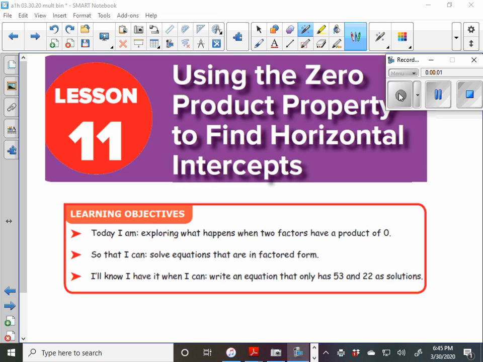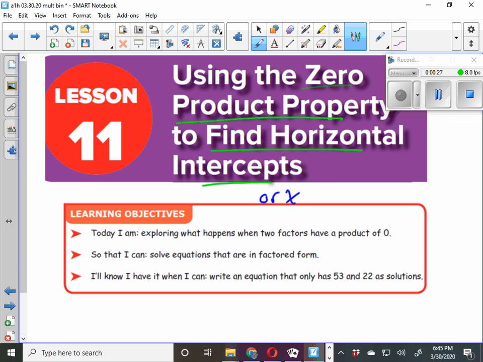Okay, lesson 11 is a review to a certain degree of what you already know and a connection to parabolas. So, we're familiar with this thing called the zero product property. We're going to use it to find horizontal intercepts or x intercepts.